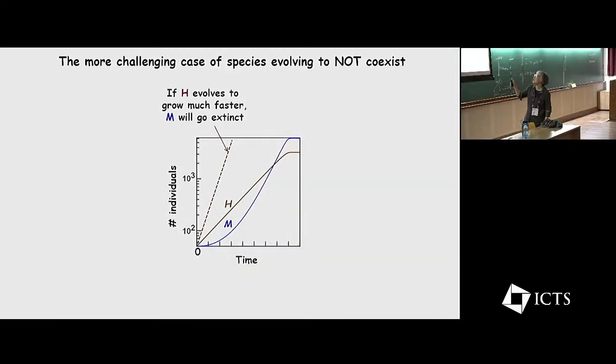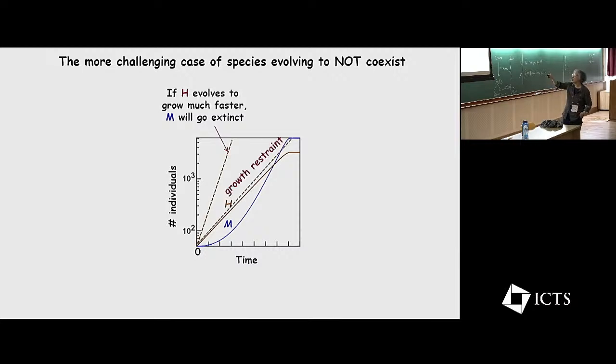So there's a more challenging case. It's a little bit related to what Sylvia yesterday talked about, right? If one grows faster than the other, and in her case, she wants some fixed color. In this case, we want coexistence, right? Suppose if we let H evolve, if it can evolve much faster, the M will go extinct. It doesn't matter what happens, it will go extinct. And the community function will be low.